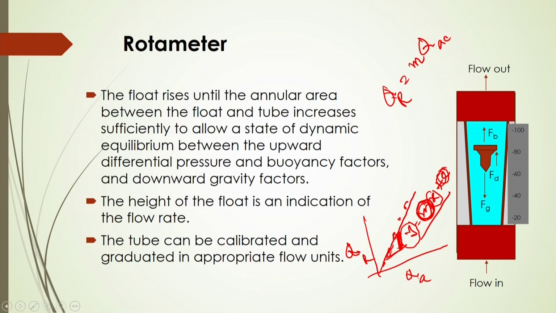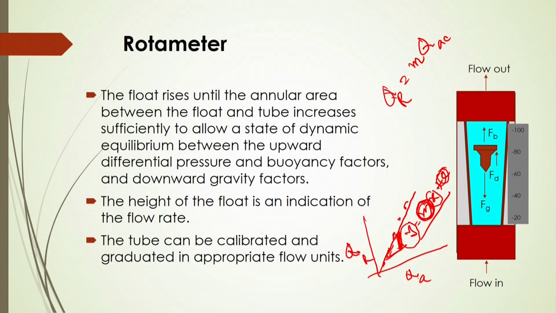So, from this you can get your actual flow rate, q actual, that will be equal to q rotameter by m. So, from these equations you can have the actual experimental flow rate, whatever you are maintaining in your process.